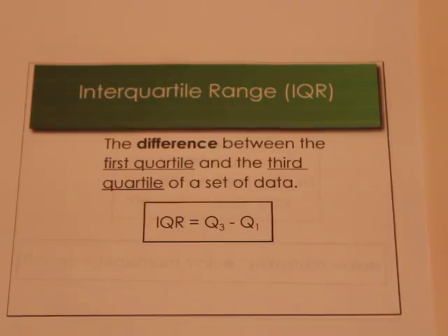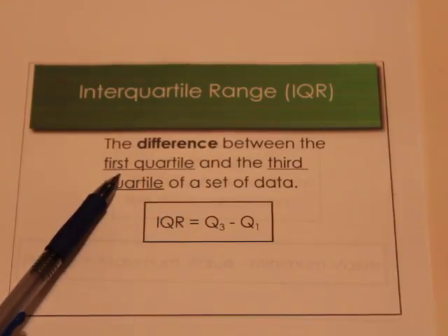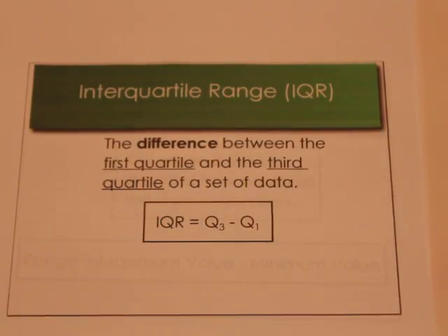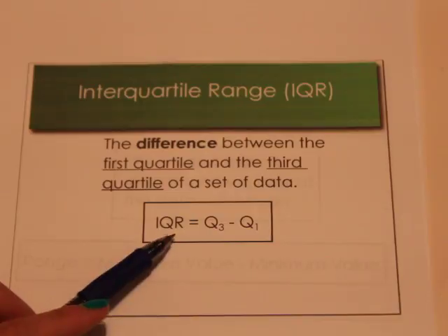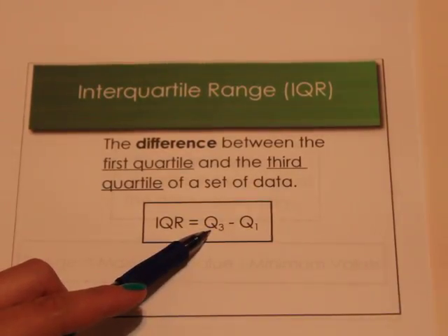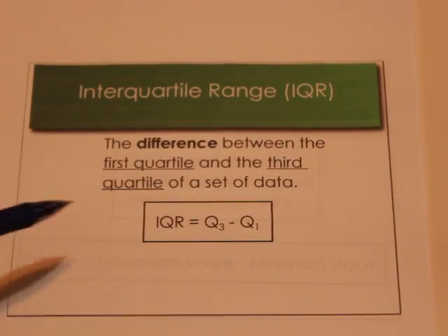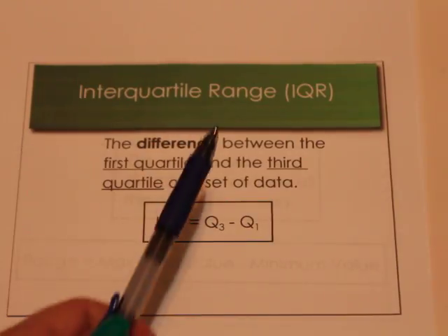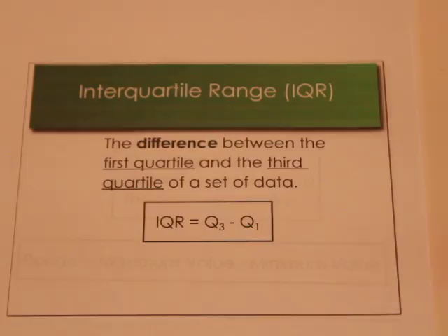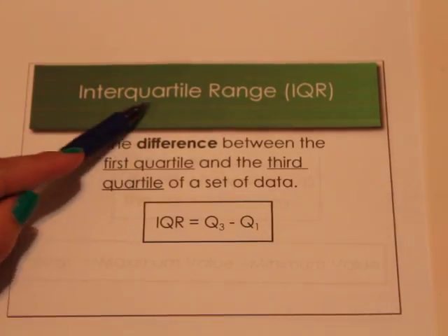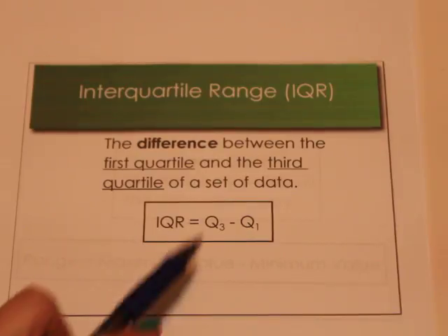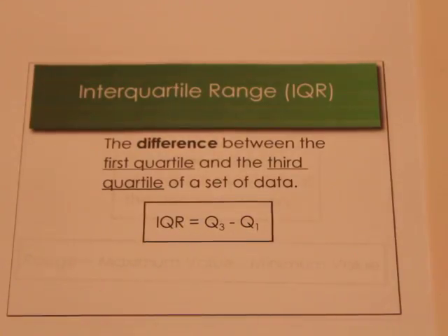Okay, next definition we have is the interquartile range. The difference between the first quartile and the third quartile of a set of data. So it's the difference. Okay, difference means subtracting. So the interquartile range is quartile 3, or Q3, minus quartile 1, or as we call it, Q1. And remember, your quartiles, that's like, okay, 1/4 of your data is here, 1/4 is here, and 1/4 is here. So your quartiles separate everything into quarters, hence the name quartile, okay? And your interquartile range is the difference between Q3 and Q1. Make sure you write down the definition and the equation.